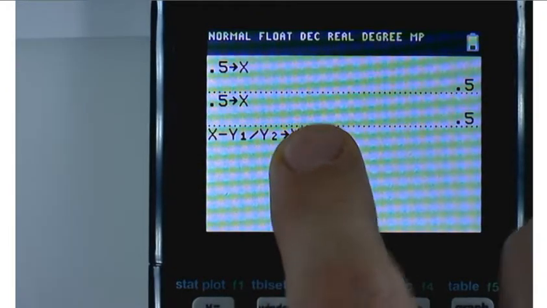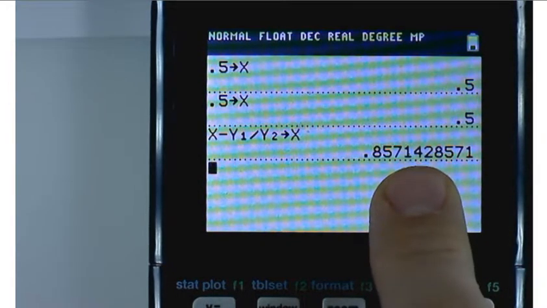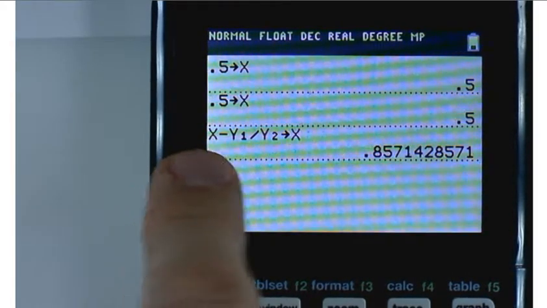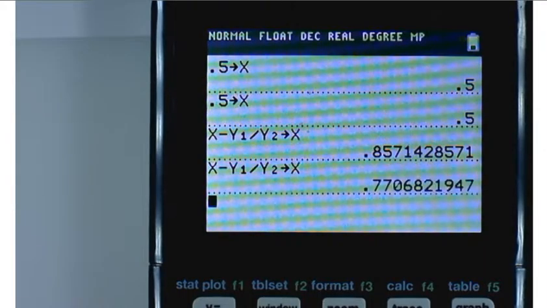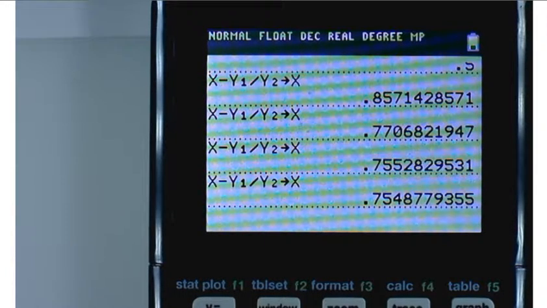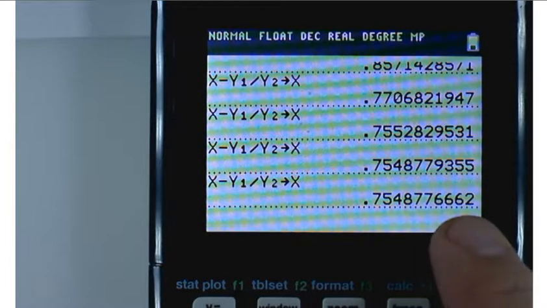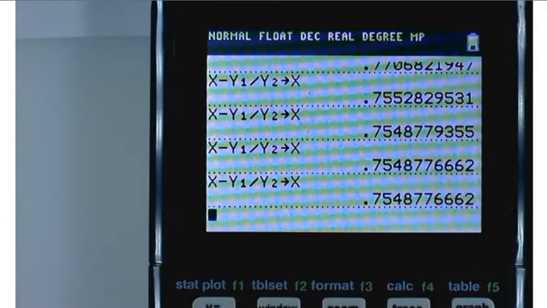Now without that store back in x, your calculator is not going to update the value of x. So when I press enter, I get a new value of x. When I press enter again, it's going to take that value of x and run it in here. So it's going to continually update it. Enter, enter, enter. And it doesn't take very long before this thing converges. Take a look at it. There's no change between this one and the next one. So you've got pretty much as much accuracy out of your calculators that you're going to get.